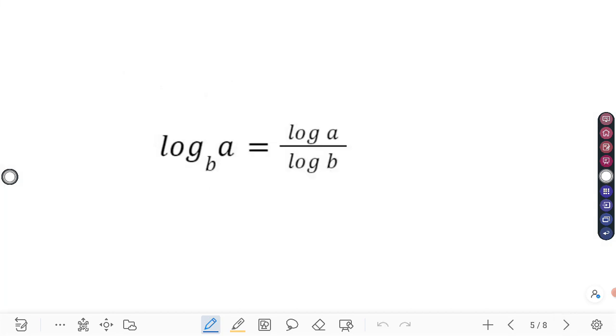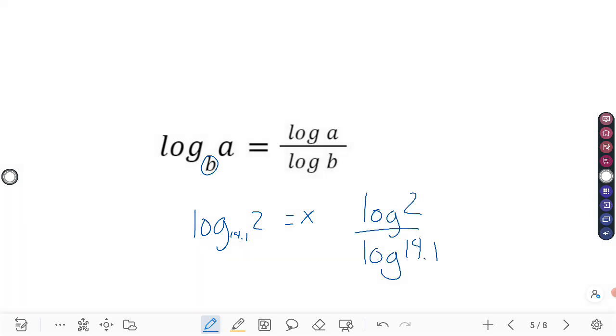And that's what this does. Instead of being able to change our base, now we're converting everything to a log with a base of 10. The way we do that is we take the log of our number divided by the log of our base. So when we were trying to solve this, this would be the log of 2 divided by the log of 14.1. All right, and that would give you the answer we were looking for in our original problem.